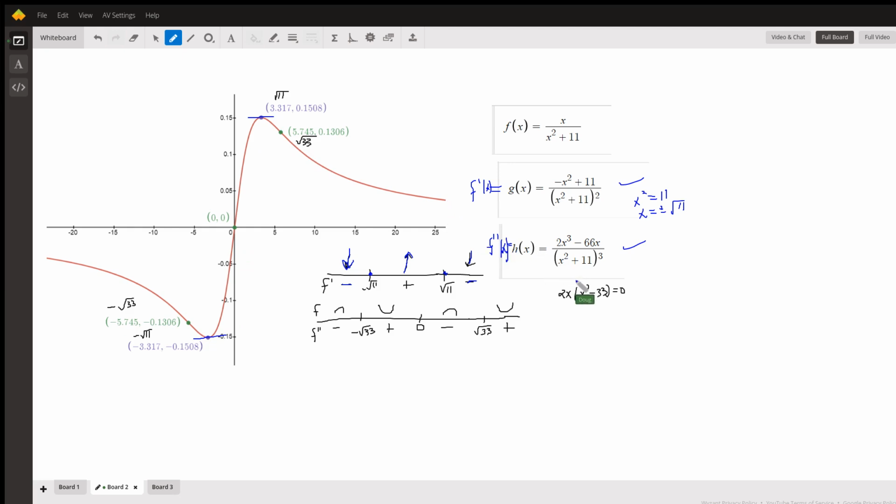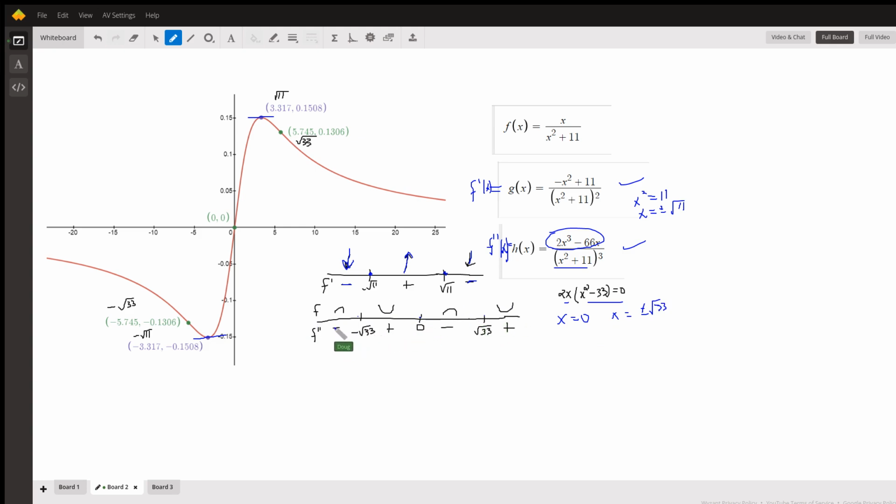Okay. Now the second derivative, we want to know, when does this equal 0? Well, once again, the denominator is always positive, so it will only equal 0 when the numerator is 0. And here I've set it equal to 0, factored out a 2x, so that's at x equals 0, or x equals plus or minus the square root of 33. Same deal, we put those 3 critical numbers on a number line, and the sign of the second derivative in each of these intervals will tell us the concavity.